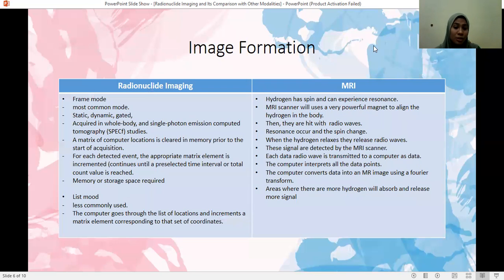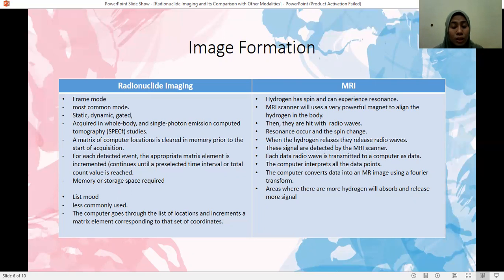So for image formation, radionuclide imaging uses two modes, which are frame mode and list mode. Frame mode is the most common mode used nowadays, in static, dynamic, and gated studies. It is acquired in whole body and single photon emission computed tomography studies. A matrix of computer locations is cleared in memory prior to the start of acquisition. For each detected event, the appropriate matrix element is incremented, which continues until a pre-selected time interval or total count value is reached. Memory or storage space is required for the frame mode.